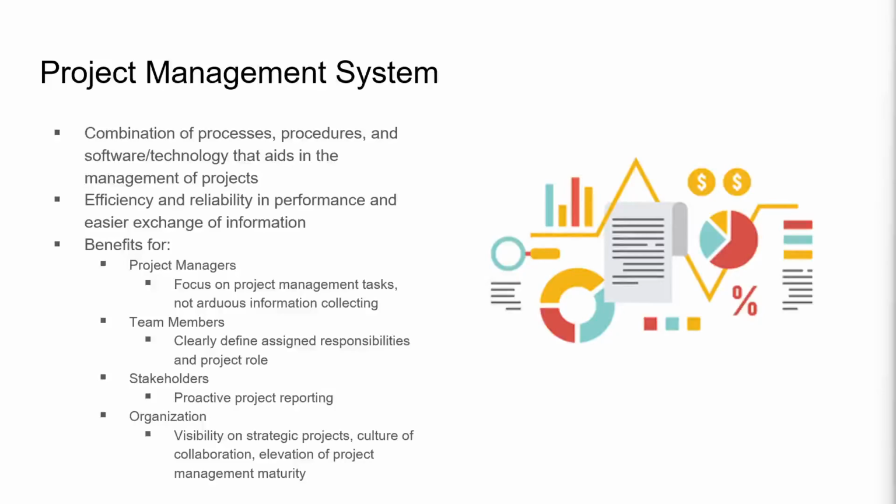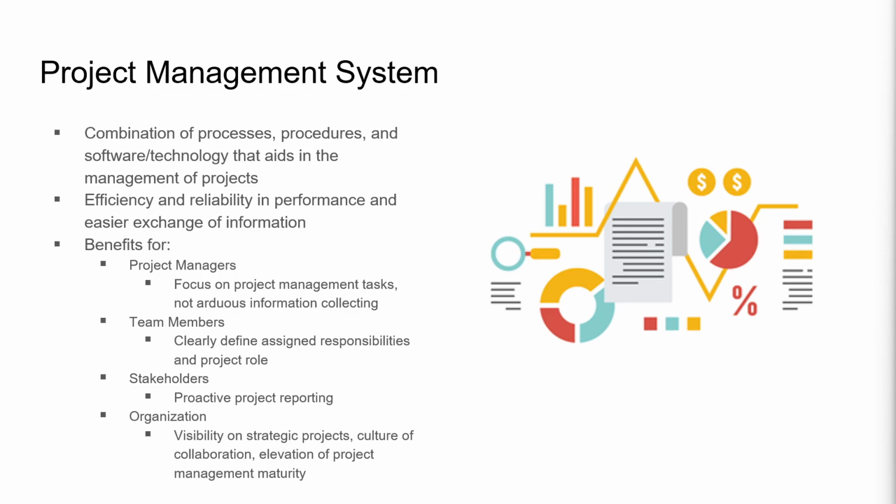Finally, let's discuss project management systems. A project management system, or PMS, is a combination of processes, procedures, and software or other technology that aids in the management of projects. A quality PMS offers efficiency and reliability in performance and easier exchange of information. A PMS has benefits for every level of the organization.